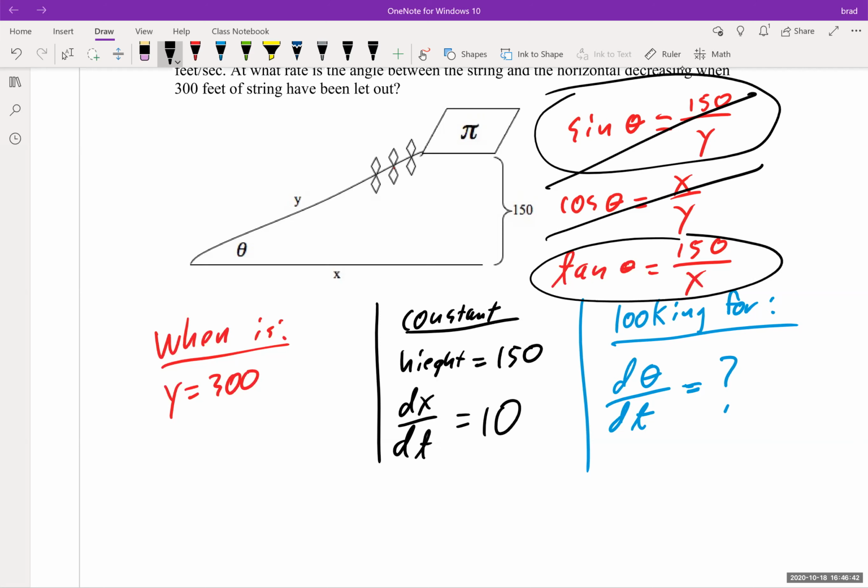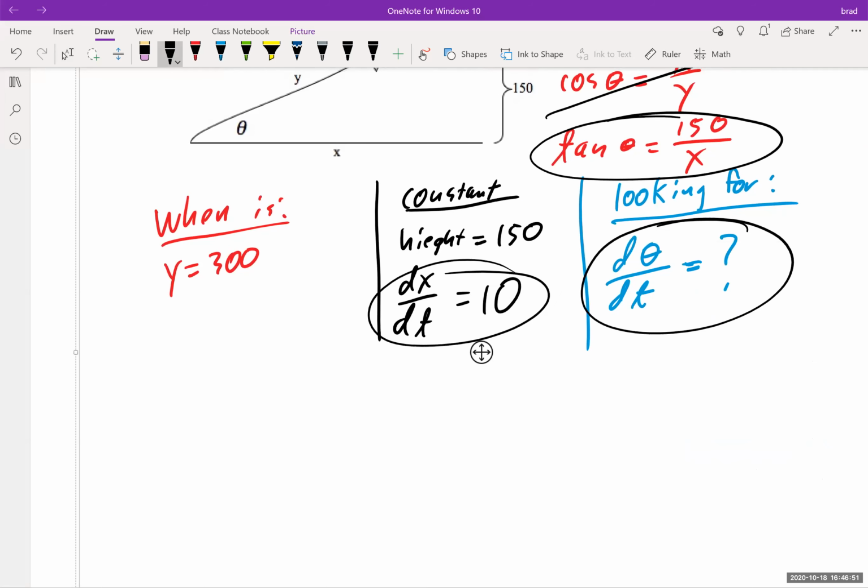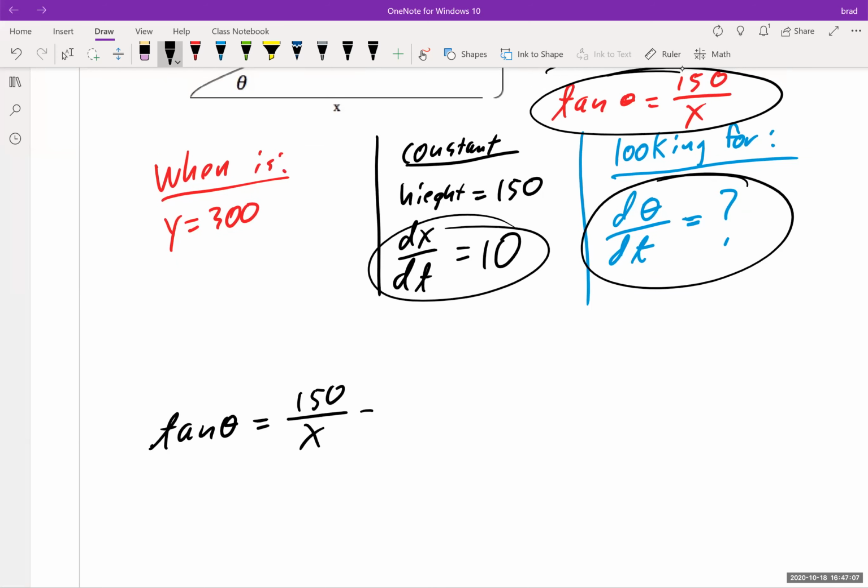However, the tangent function has a theta and it has an x. I know dx/dt and I know d theta/dt. So that's what helps me decide. I'm going to set up the formula. This is my equation that relates: tan theta is equal to 150 over x. We can just leave this. This is actually 150 x to the negative 1, correct? That's a rewrite. So now I'm going to take d/dt of both sides.